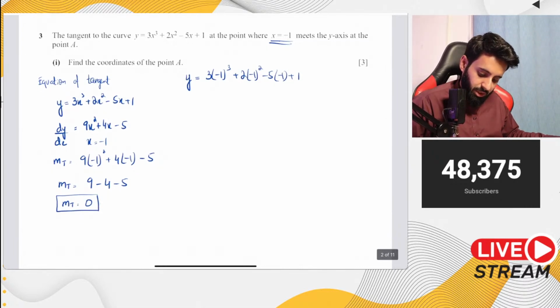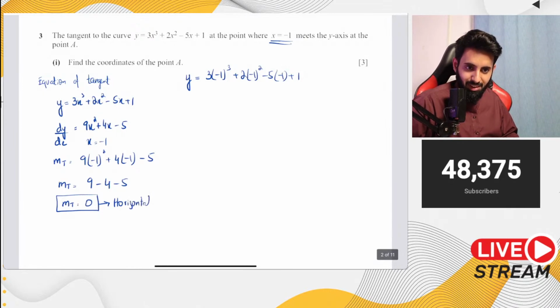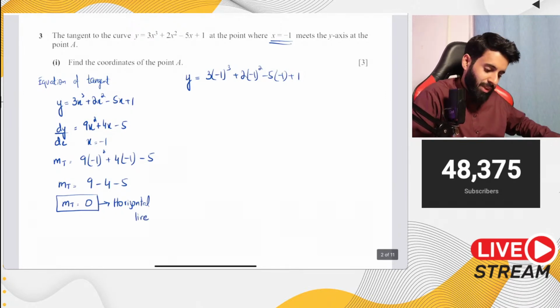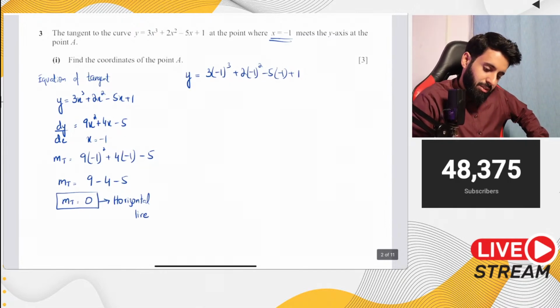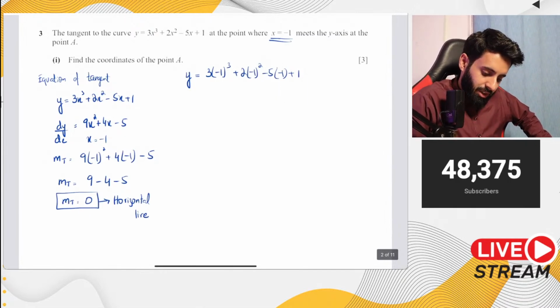Now what does that mean? That means we're looking at a horizontal line. If the gradient of tangent is equal to 0, that means we're looking at a horizontal line. Okay, so if we're looking at a horizontal line, that means in order to find out the equation of the horizontal line, just finding out the y coordinate is going to be good enough.